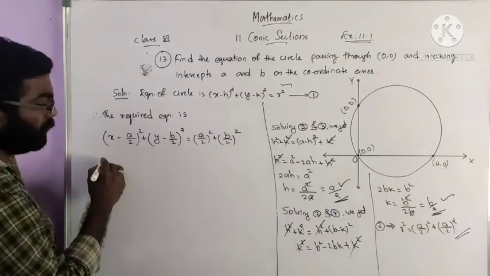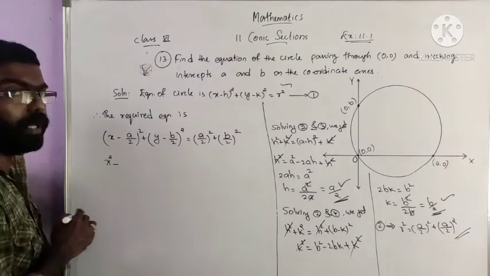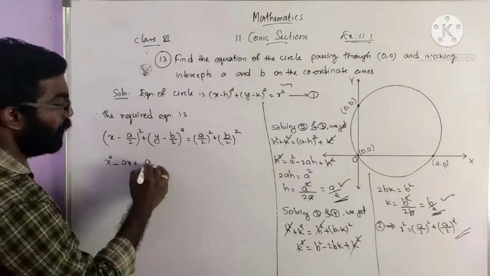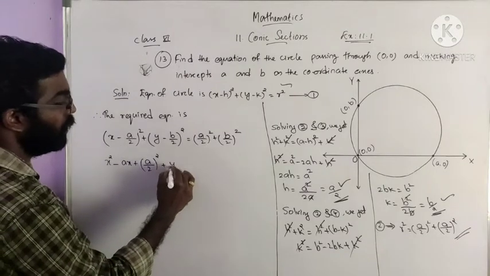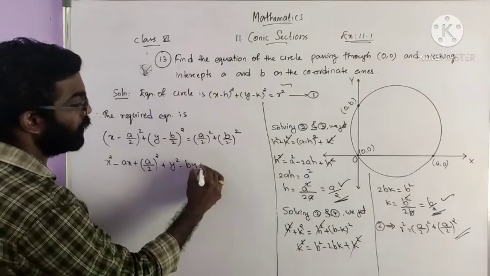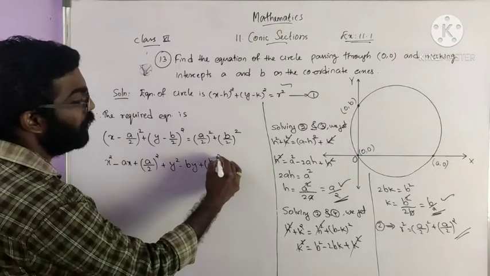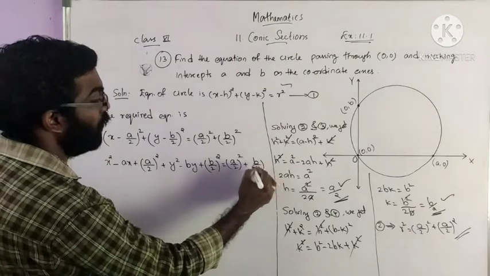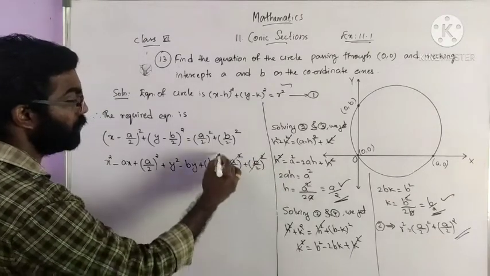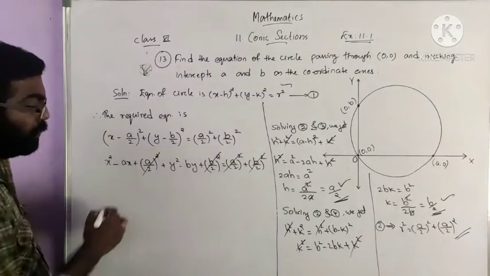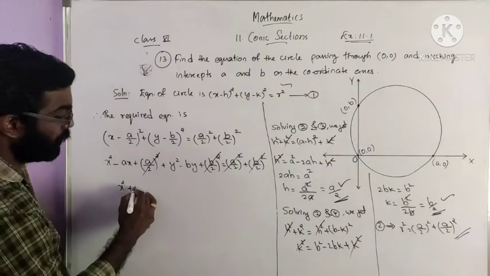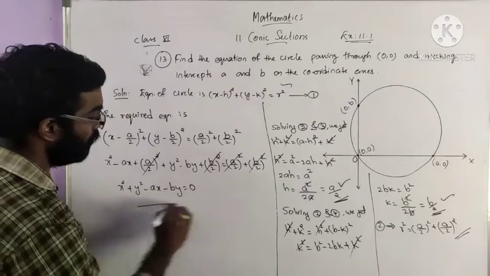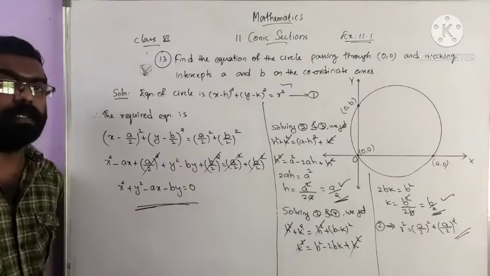Here we can expand: x square minus 2 by 2 ax (2 and 2 get cancelled) plus a by 2 the whole square. Here y square minus by plus b by 2 the whole square, which is equal to a by 2 the whole square plus b by 2 the whole square. These terms you can cancel. So the remaining is x square plus y square minus ax minus by is equal to 0. This is the required equation.